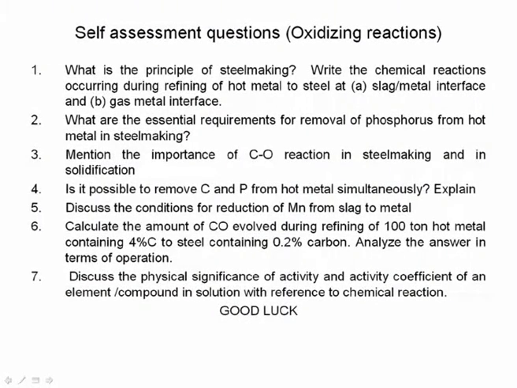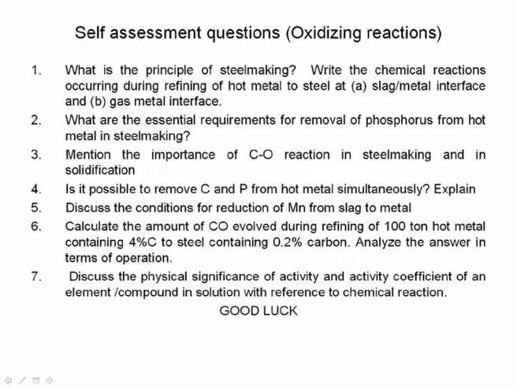Now, I will give you the references and the questions for self assessment. Here are some questions for your self assessment on the oxidizing reactions. What is the principle of steel making? Write the chemical reactions occurring during refining of hot metal to steel at the slag metal interface and gas metal interface. Already I have given that. Second, what are the essential requirements for removal of phosphorus from hot metal in steel making? Right now we have discussed that. Mention the importance of the CO reaction in steel making and in solidification. Both things I have discussed.